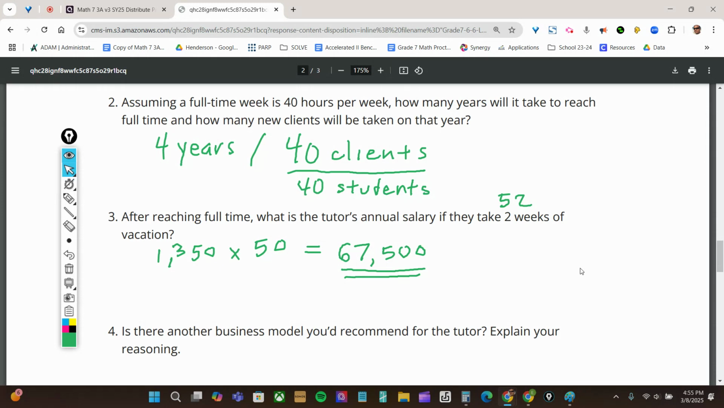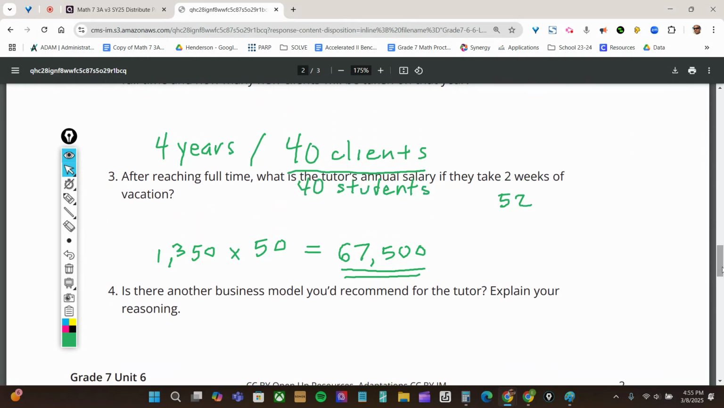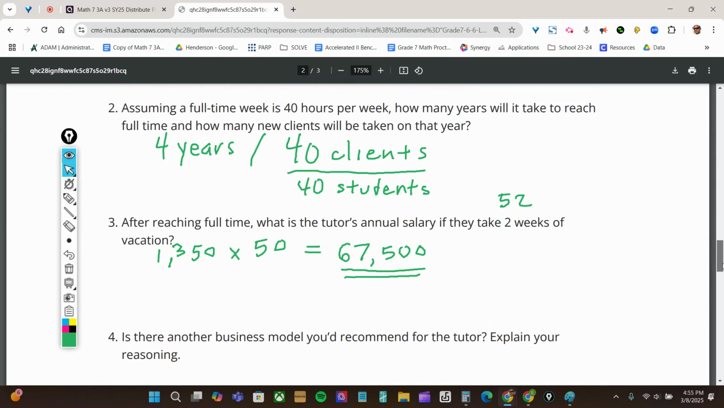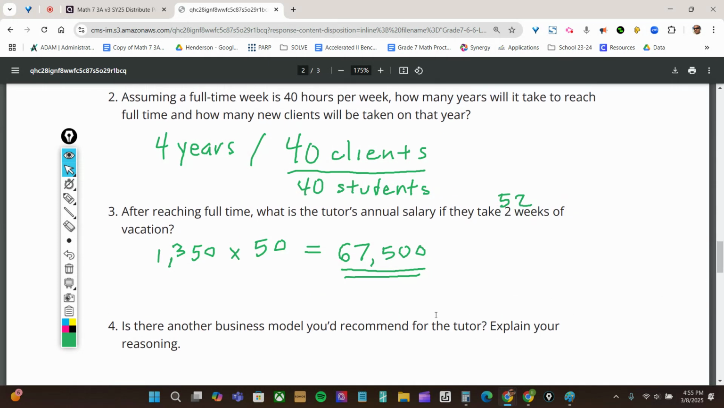Is there another business model you would recommend? Explain your reasoning. Well, yeah. How many of you all are future business owners? Let me hear what you think.